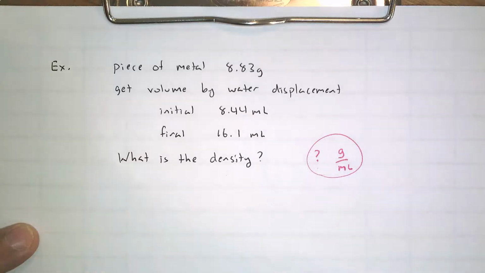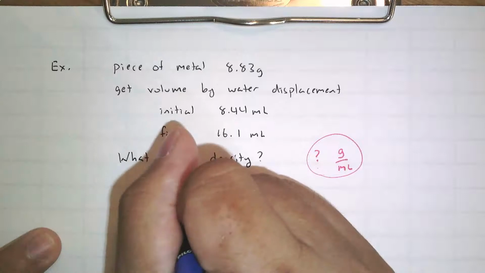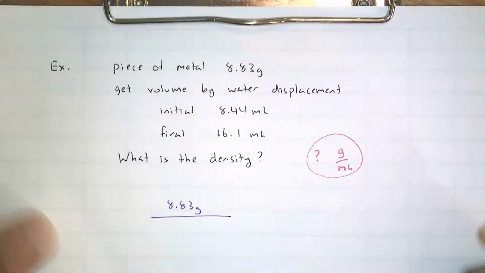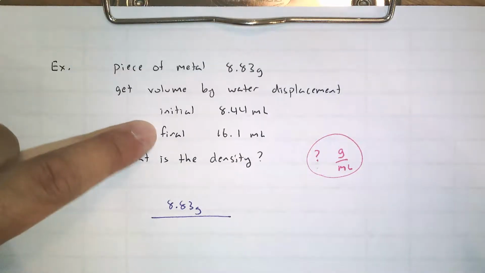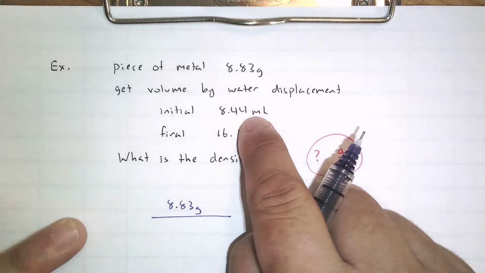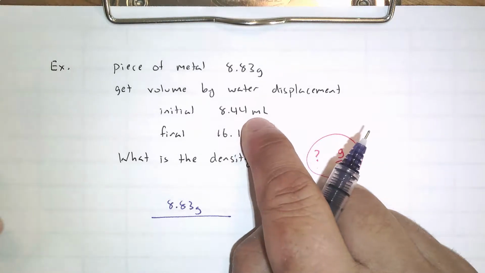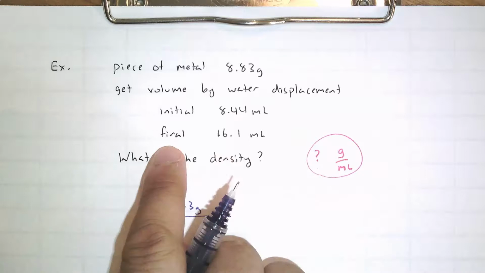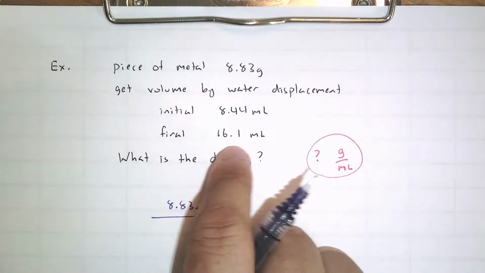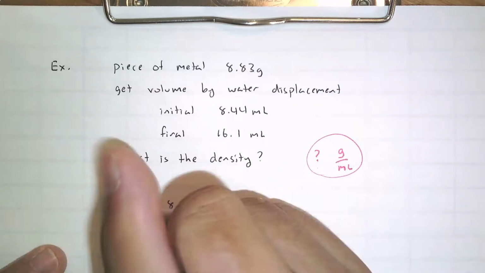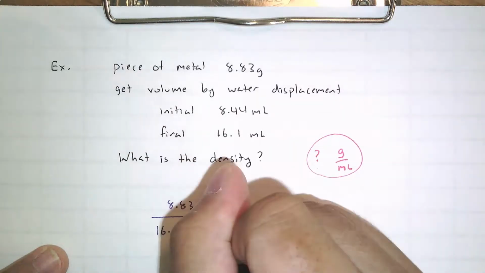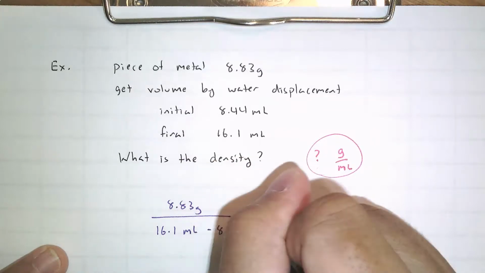The calculation for this is grams over milliliters. 8.83 grams divided by the volume. Now the volume is the difference between the final reading and the initial reading. I know it's a little strange that the initial reading is more precise, but that's still possible. I put that amount in a graduated cylinder, and then when I plop this metal in, my graduated cylinder has some limitations, and I could only read to 16.1. So you take the difference, and that's the volume of the chunk of metal, 16.1 milliliters minus 8.44 milliliters.